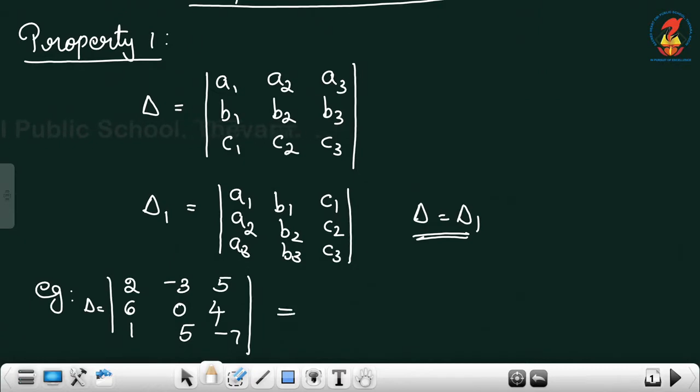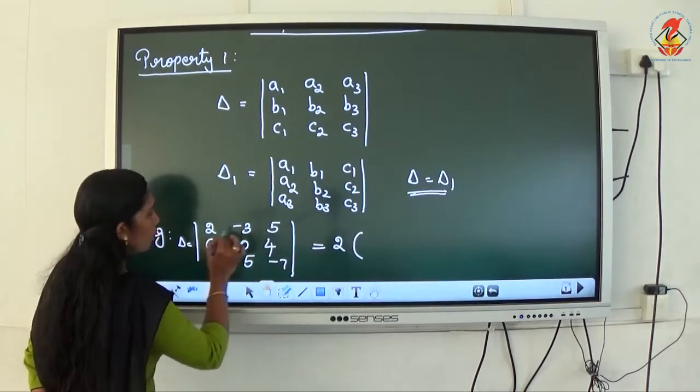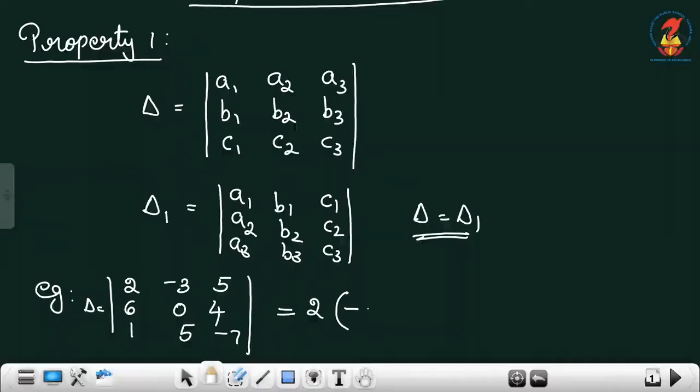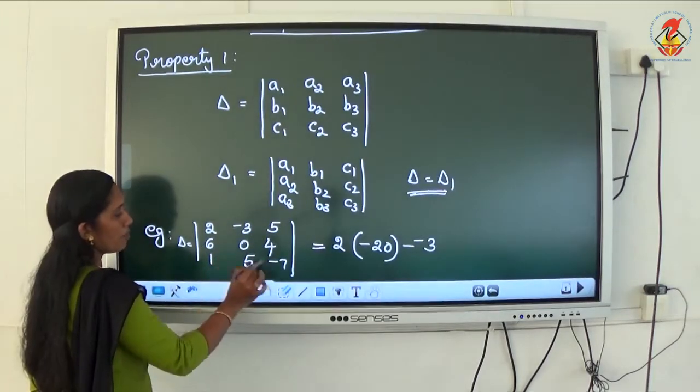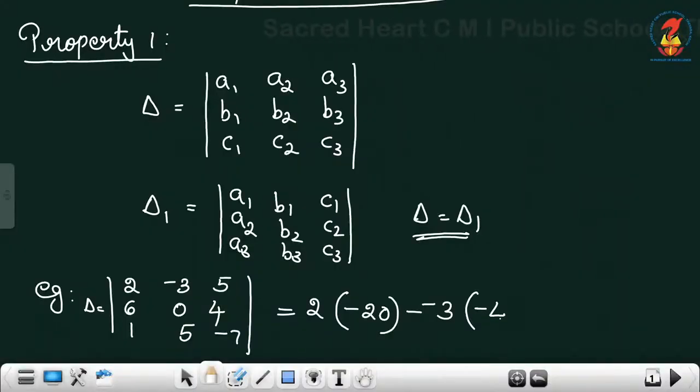So the value of the determinant is equal to, here I expand along R1, 2 into, delete the row and column, we get a 2 by 2 determinant, cross multiply, so it is minus 20. Then the next element, minus of minus 3, delete the row and column, so 6, 4, 1, minus 7. So cross multiply, minus 7 into 6 is minus 42, then minus 4, then plus 5 into, delete the row and column, 6, 0, 1, 5. So it is 30 minus 0, 30.